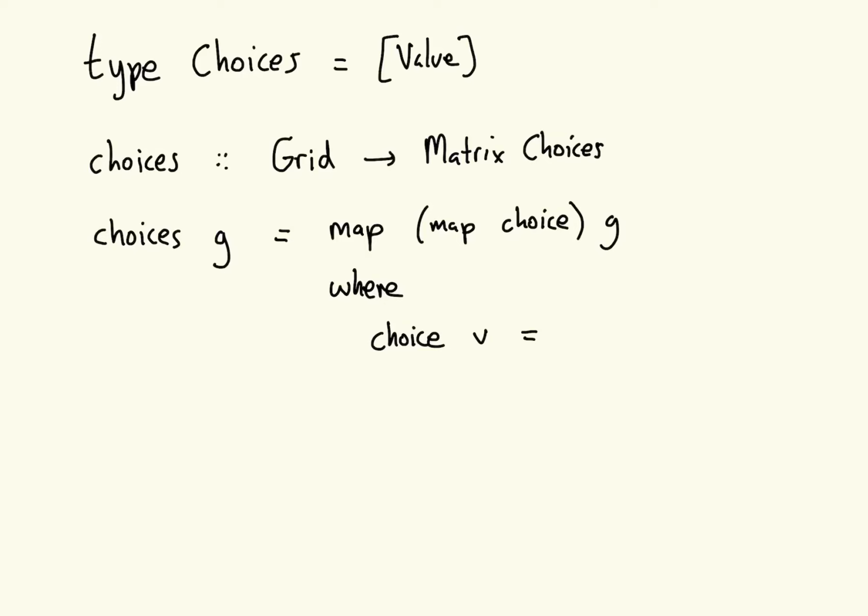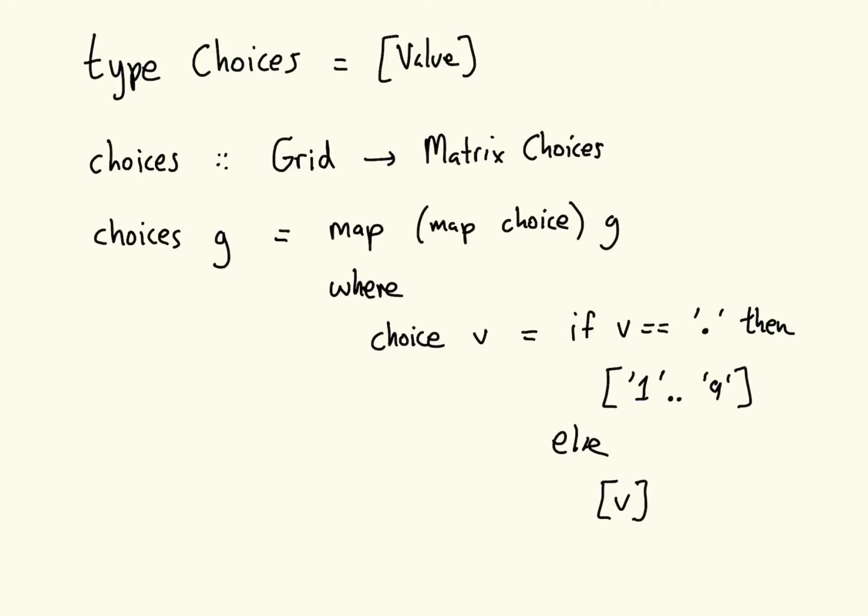If you give me a value, v, which is a character, I test: is the value a blank, which is a dot? If it is, I'm going to return the list 1 up to 9. Otherwise, I'm going to just put the value in a list. And I have to do this because I'm returning a matrix of choices. All the map here is doing is, I've got a double map here. The double map is simply applying the choices function to every cell in a grid. And if you don't understand how the double map works, think about the types, maybe draw a little picture, and everything should become clear, hopefully. So that's the choices function now.